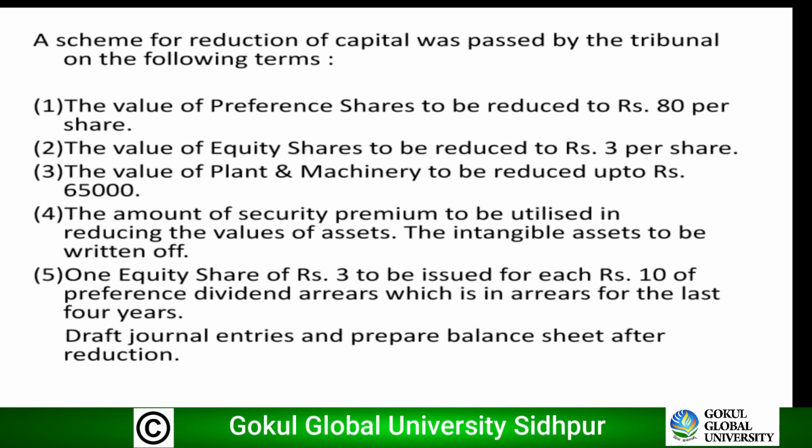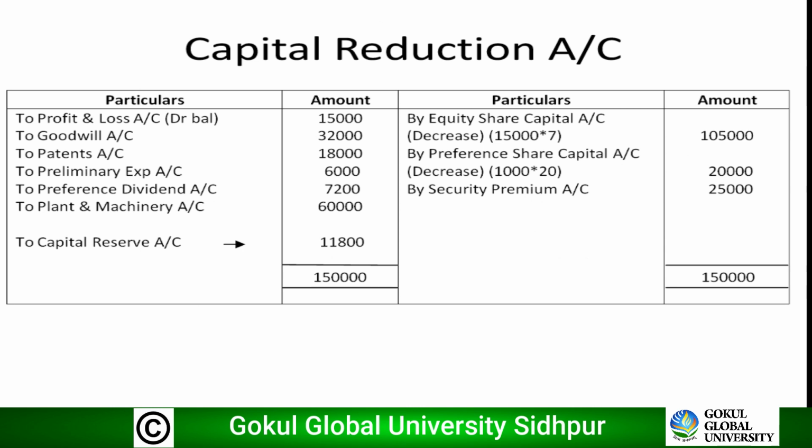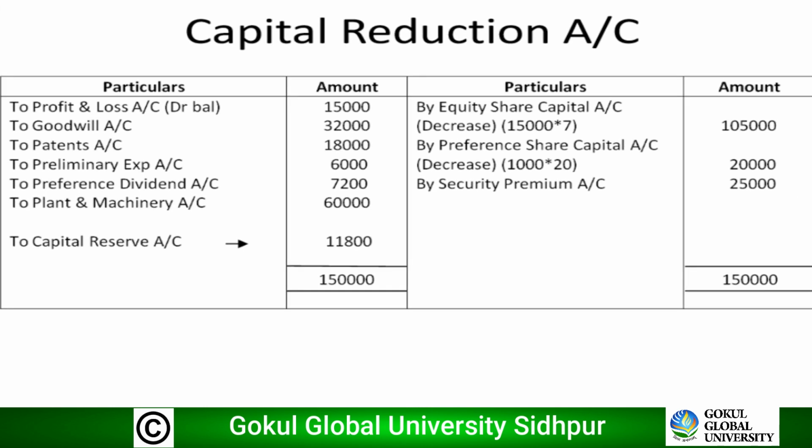Next, the answer. This is the answer. Capital reduction account. First, we will prepare the capital reduction account. So, see the debit side: to profit and loss account, to goodwill account, to patents account, and to preliminary expenses account.